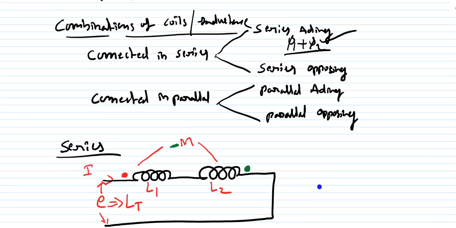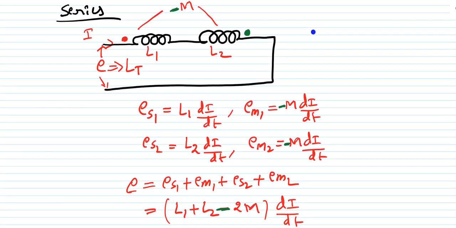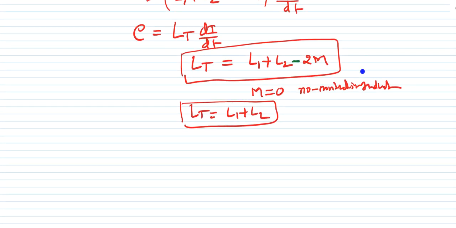So this is the point you have to understand. If it is series aiding polarity, then L total is nothing but L1 plus L2 plus 2M. If the fluxes are opposing, then L1 plus L2 minus 2M. So these are the two different scenarios you can understand here, for these two configurations in the case of series elements.